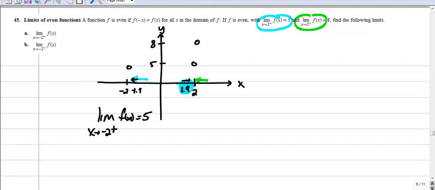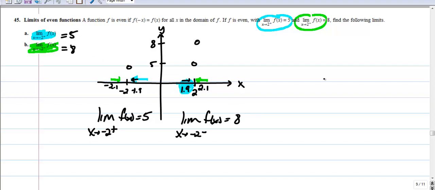And the same thing here. As I approach 2 from the right, it says that it goes to the number 8. So when I flip it over, fold it over the axis here, then I would be approaching from the left. It's kind of hard to see there. I think that first one's a +1. So basically what happens is they switch. And so the limit as x approaches -2 from the left of the function equals 8. That one equals 5. So that's not too bad. There's not too many more problems.